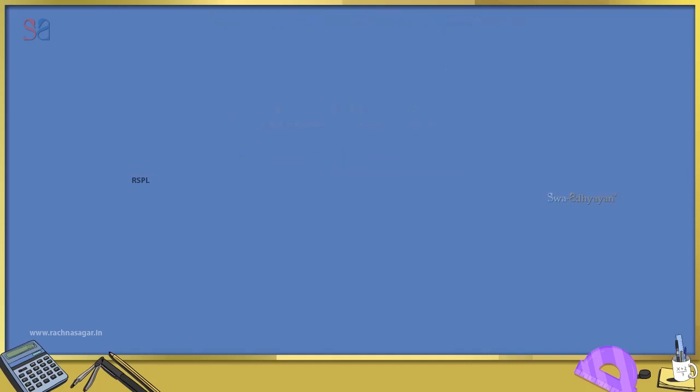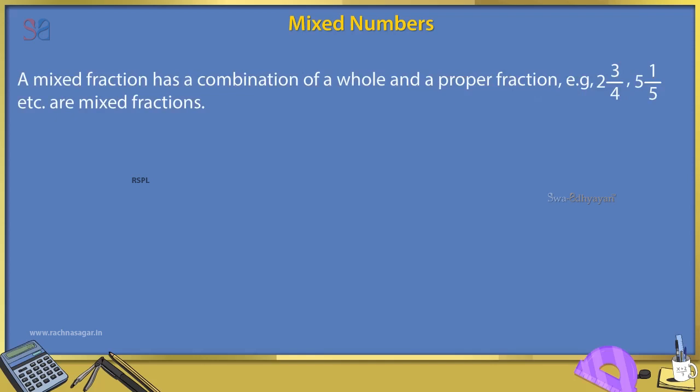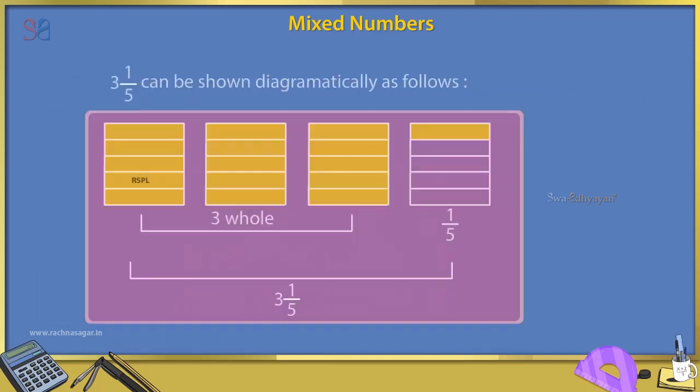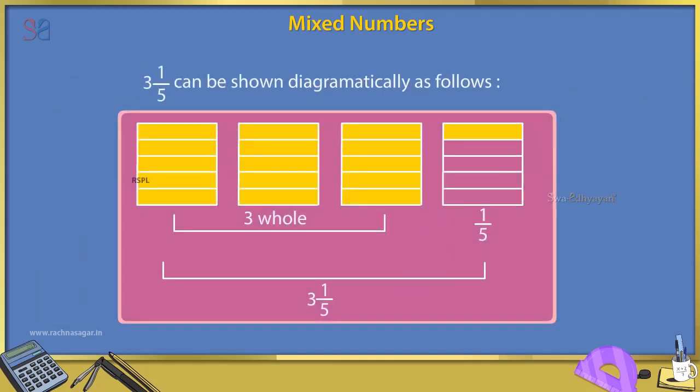Mixed numbers. A mixed fraction has a combination of a whole and a proper fraction. Examples, 2 and 3 by 4, 5 and 1 by 5, etc. are mixed fractions. 2 and 3 by 4 can be shown diagrammatically as follows. 3 and 1 by 5 can be shown diagrammatically as follows.